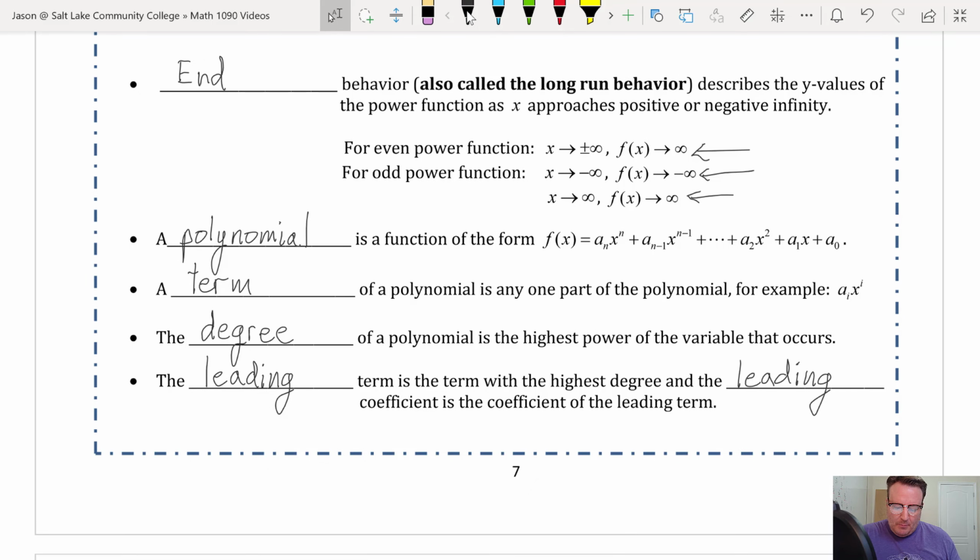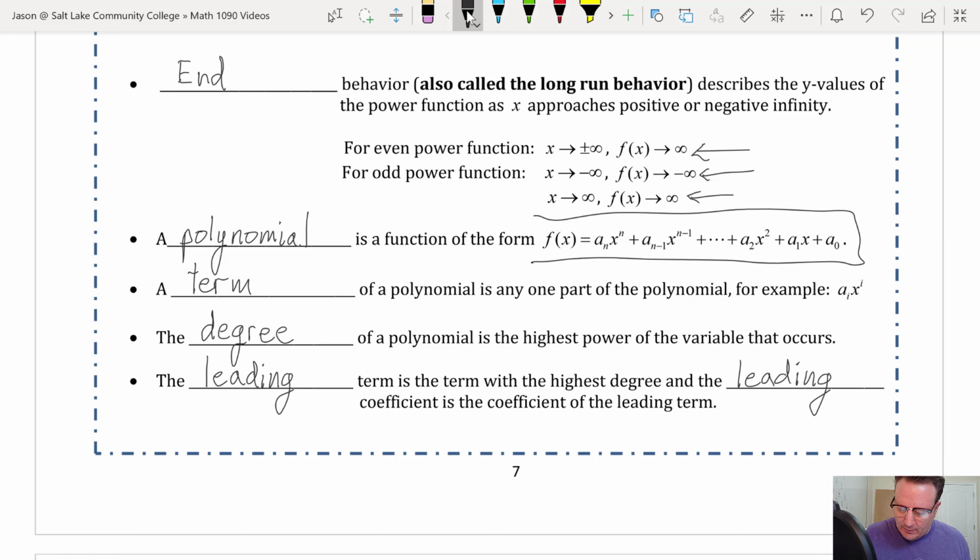Okay, a polynomial is a function of the form you see here. I'm not going to read this out loud, but what is this? Basically, it is a sum of scaled power functions. Okay, so you see the a sub n minus 1, a sub 2, a sub 1, a sub 0. Those are called coefficients or scalars. Scalar, coefficient, they're just fancy words for numbers, right? And so a polynomial is a sum of scaled power functions.